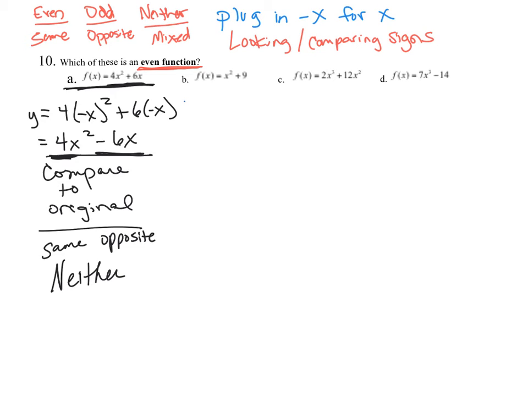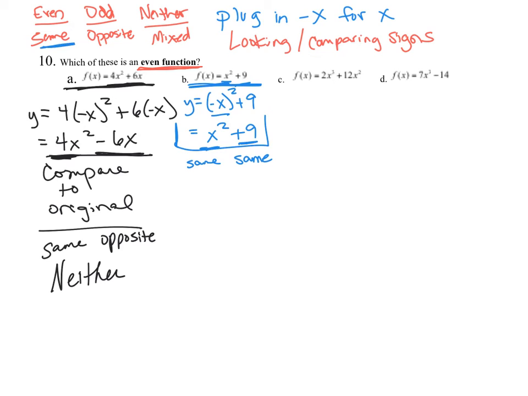So the next one says y equals, and we're plugging in a negative. Okay, so negative times negative is a positive. All right, so that would be our result. Let's look at our original. So x squared, positive x squared, so it's same. And then positive 9, same. So same would be even. So this is our even function. So B would be our answer. Okay.